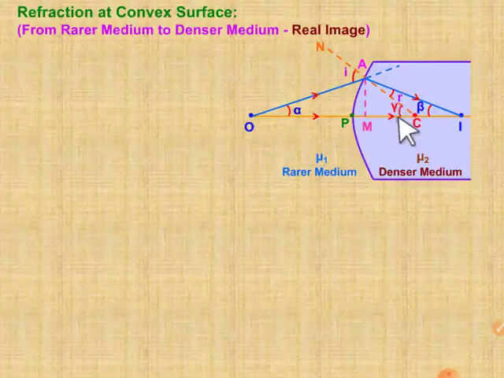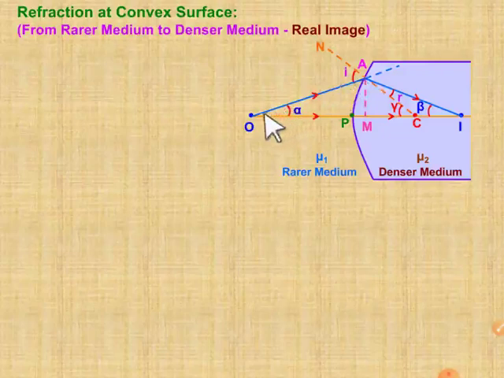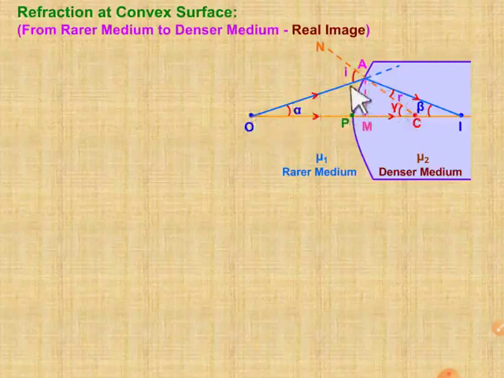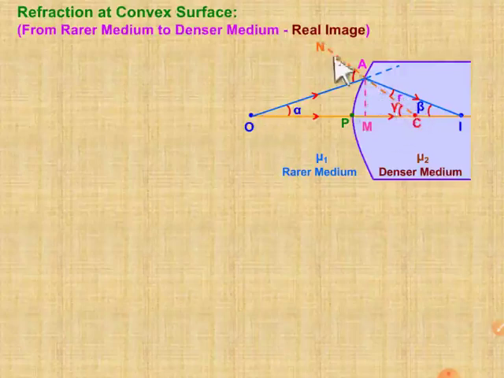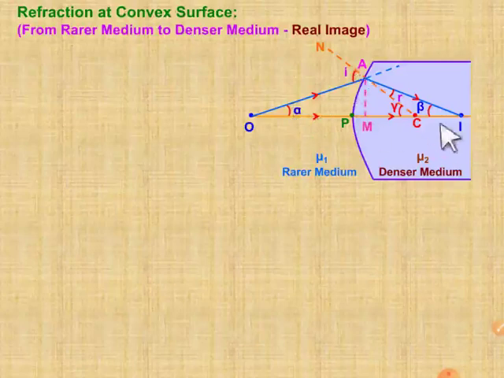Clear? So we need some assumptions here. We know that in a triangle, if you take this triangle, triangle OAC, what happened? This angle I is the exterior angle. We know in geometry that an exterior angle is equal to the sum of the interior opposite angles, right? So we need to use that one.